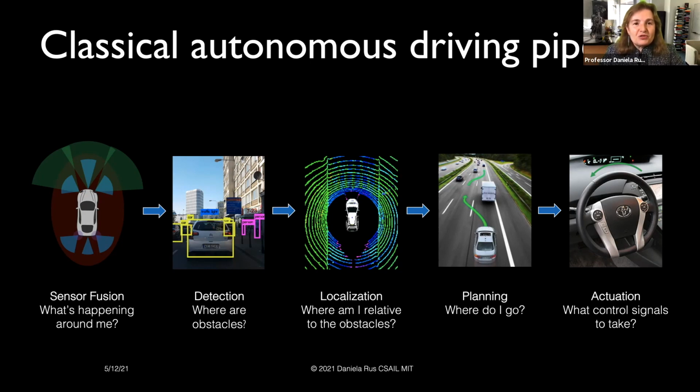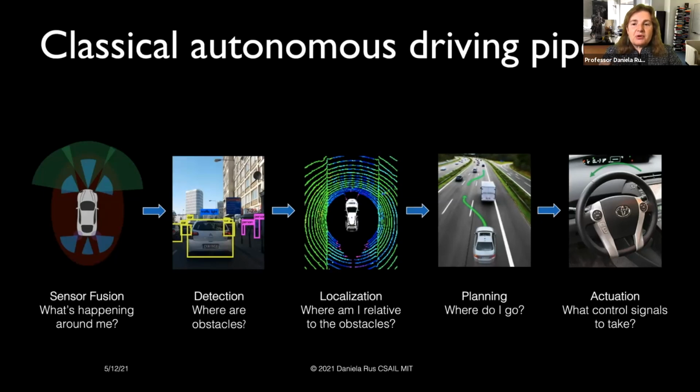The typical solution for a self-driving car has a pipeline that involves a sequence of steps. So first, using the sensors on board, the robot looks at the road and figures out what's happening around it. It detects obstacles. It figures out where it is relative to a big map, and then it figures out where to go, and finally it actuates that path. And so the key idea here is to break the problem and solve each of these subproblems individually. And there are so many works that address each of these subproblems.